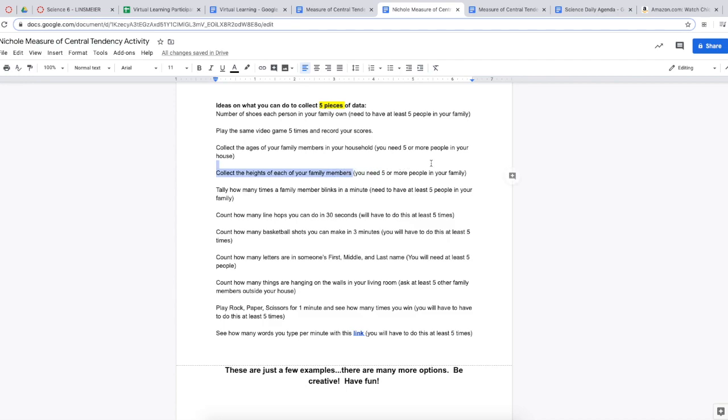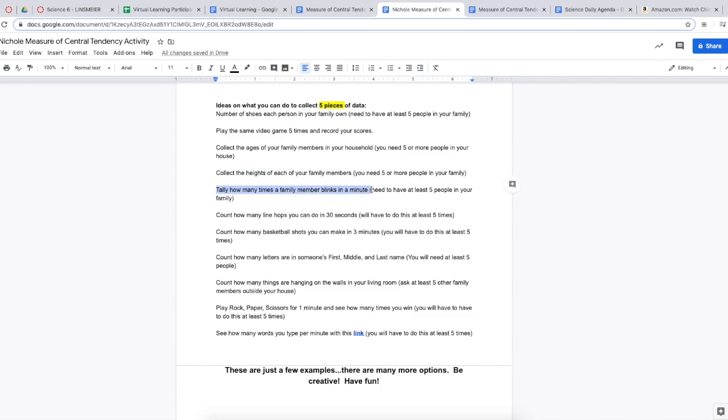Remember, we always need to collect 5 pieces of data minimum. You could maybe even ask your friends for their heights too. When recording heights, let's record in inches. So if somebody says, I am 5 feet 4 inches, we want to figure out how many inches that is. Well, there are 12 inches in a foot, so I would take 12 times 5 and get 60, plus the 4 inches, and I would be 64 inches tall.